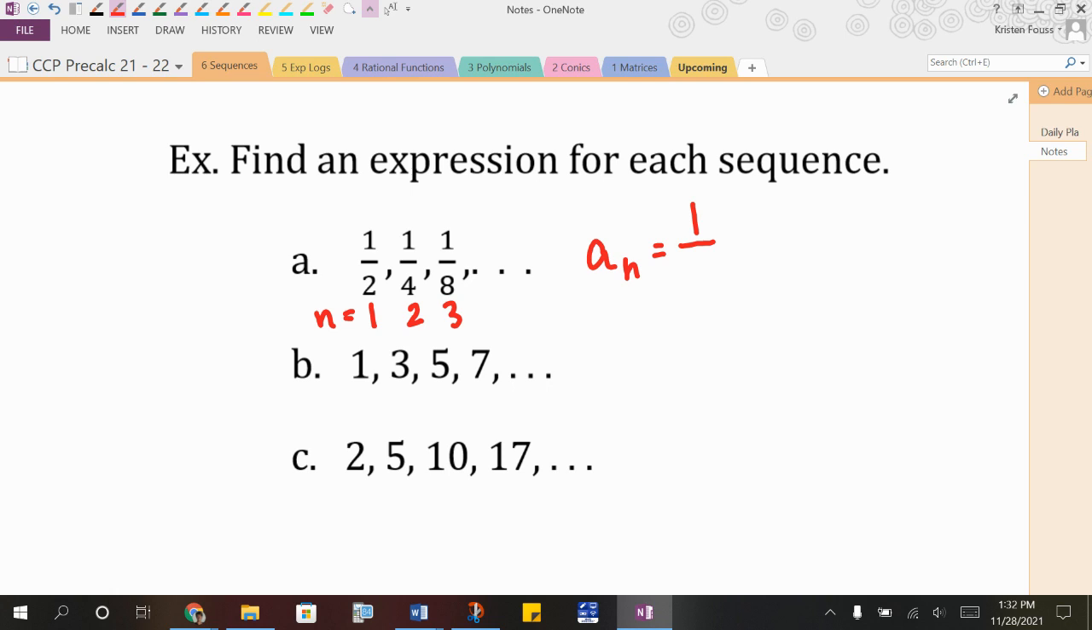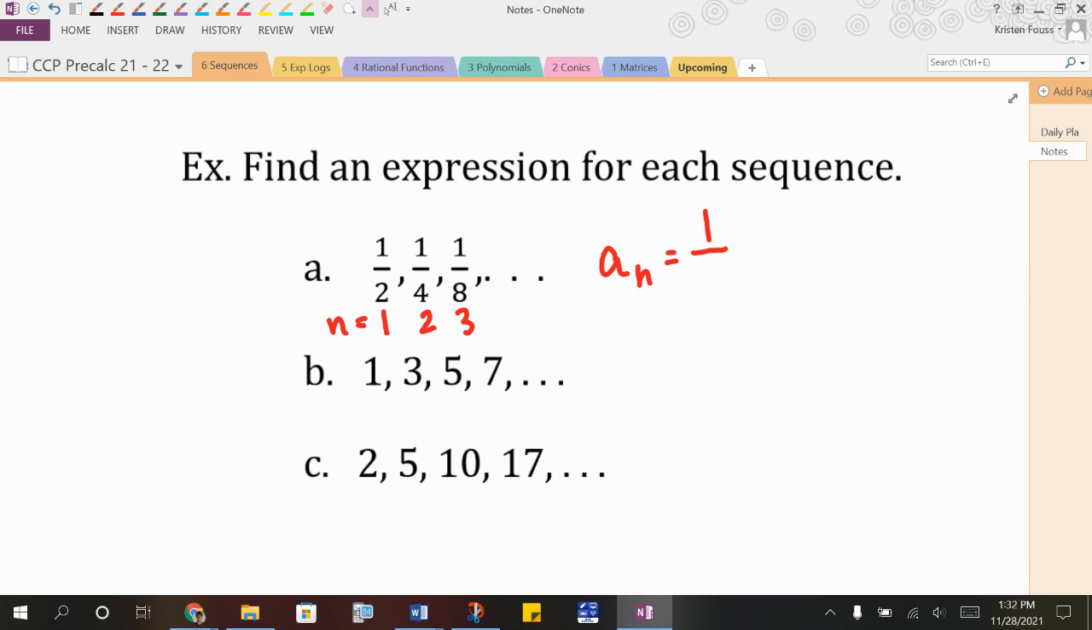So if you were to take 2 to the first, 2 to the second, or 2 to the third, that does match the denominators. So it looks like my denominator for my A sub N is 1 over 2 to the n, where n again represents the term number. If we plug that term number in, we get the term of the sequence. This is what we call an explicit formula.